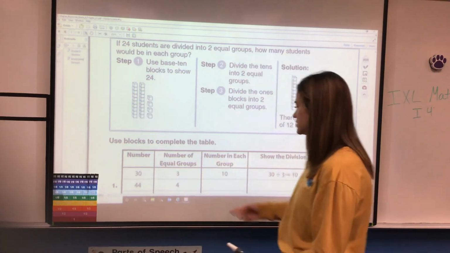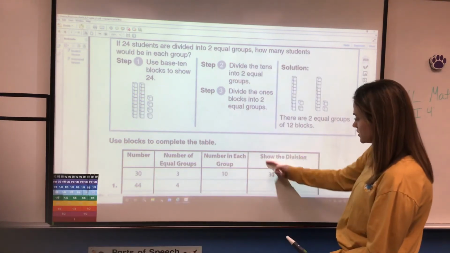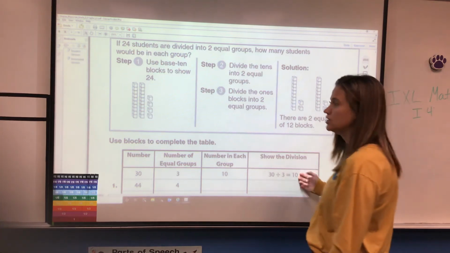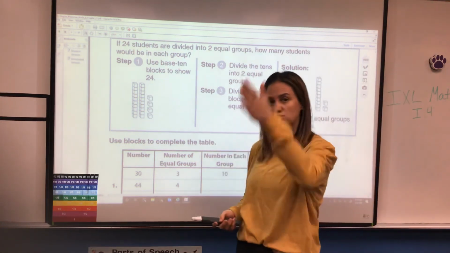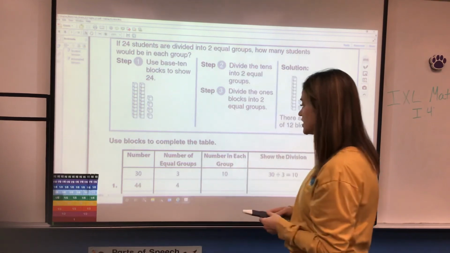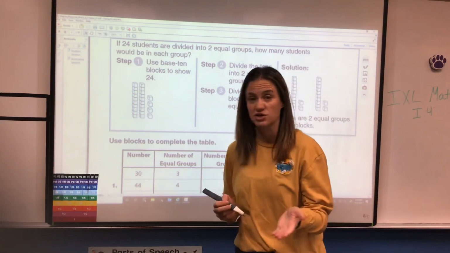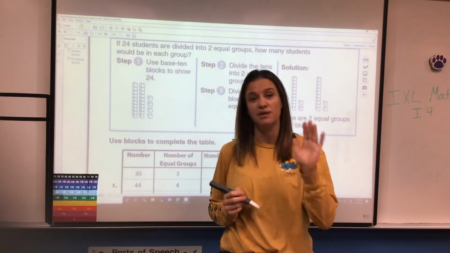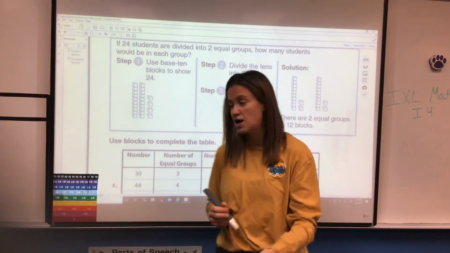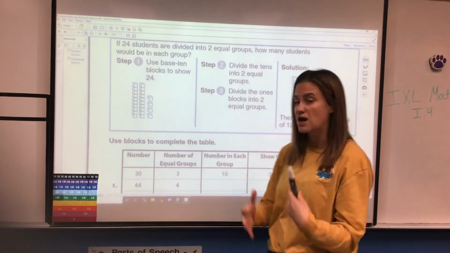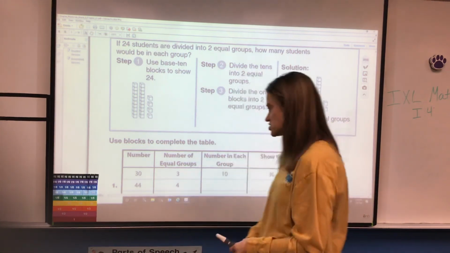30 divided by 3. And they set it up right here, show the division, 30 divided by 3, they gave you the problem, which is 10. So if you did it with base 10 blocks, you'd end up with 10 blocks, or 10 groups, sorry. And if you did it just by doing the division problem of 30 divided by 3, it would go in 10 equal times. The next one they want you to look at is 44 divided by 4, and we'll do that one together, and then I'll have you do the rest by yourself.